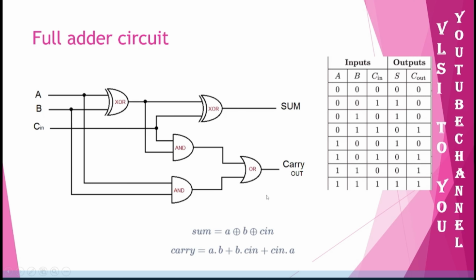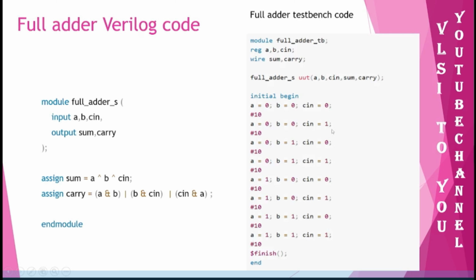But here, since there are only two inputs, four combinations are provided. Since it is three inputs, you can have 2 power 3, which are 8 combinations. So I am just passing all the 8 combinations, and then, as usual, $finish and end. If you want, you can also mention $monitor here, right? So this is how you are going to write the Verilog code in data flow modeling.